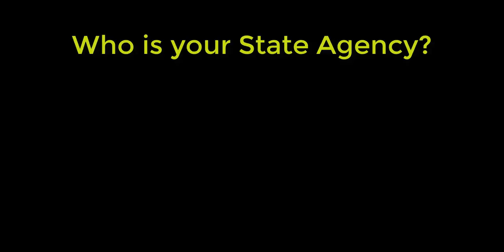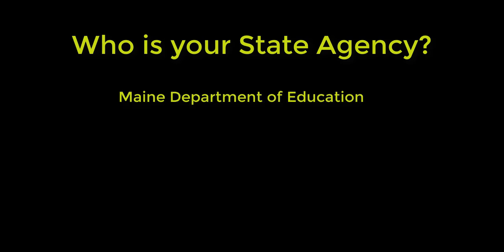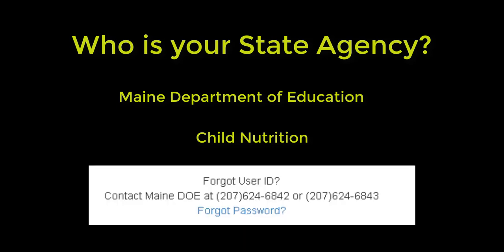Let's start with the phrase state agency. In the case of Maine, this means the Department of Education Child Nutrition Agency. There are 2 phone numbers on the login page of CNPWeb that you can call with questions that are not addressed in the user manuals and training videos provided.